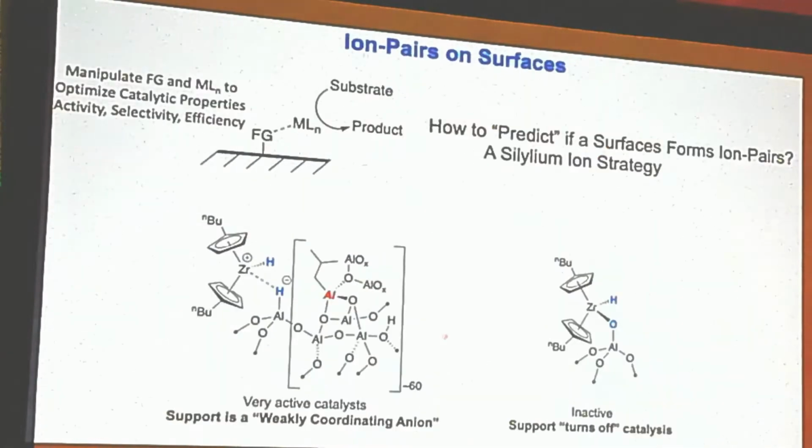Okay? If you don't have everything mixed right, you can't generate your ion pair. If you do have everything in the proper mixture, you do generate your ion pair. So that's a very empirically designed catalytic system for these alkyl aluminums, oxides, and metallocenes.